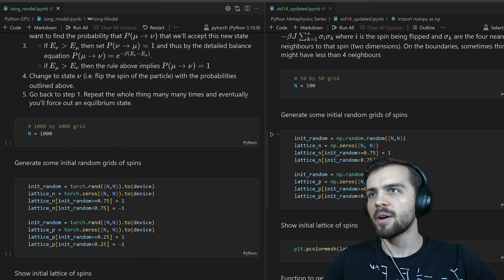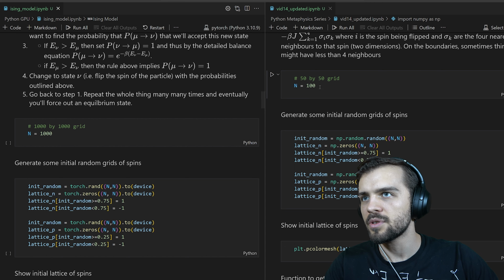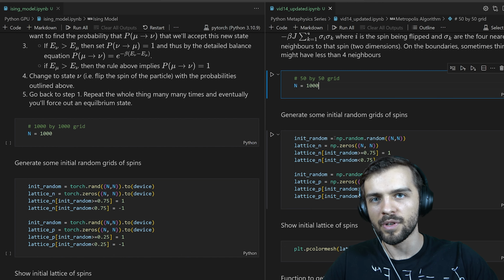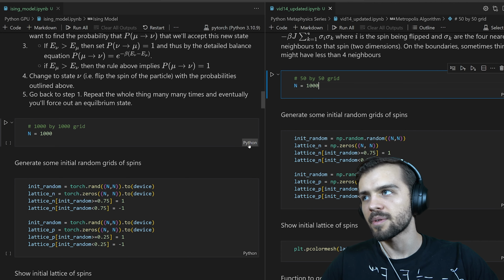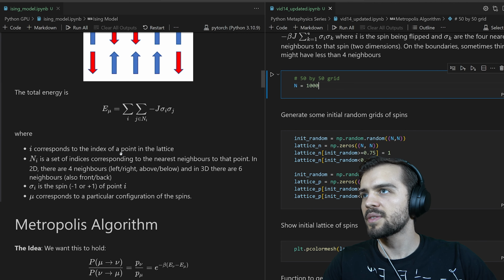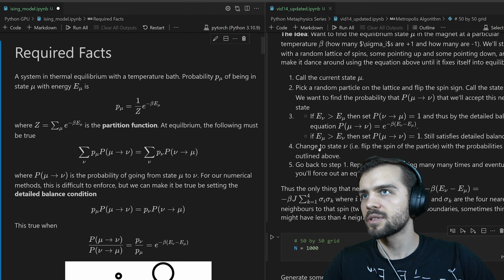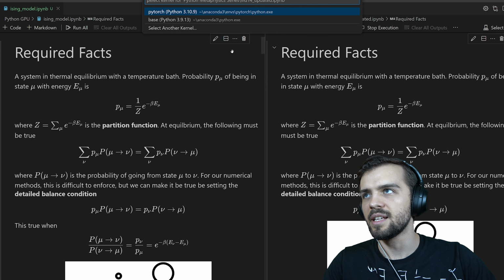Okay, so let's start comparing these two codes here. And actually, I'm going to set these both equal to 1,000 for now. We'll time how long it takes to run this algorithm for a certain number of iterations. So we'll start with the 1,000 by 1,000 grid. I'm going to import all the necessary libraries in each case.